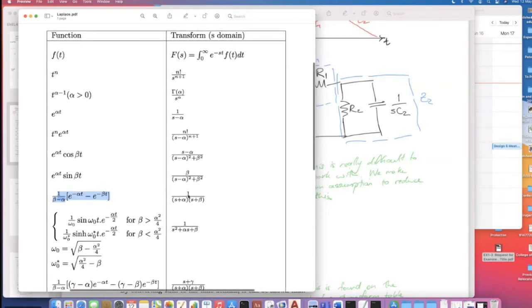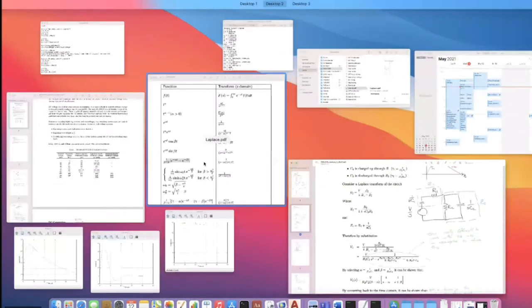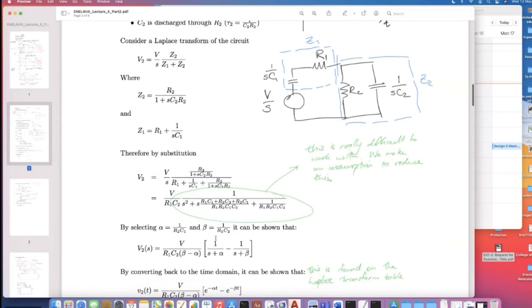So we've got 1 over S plus alpha times S plus beta. If we look back at our circuit, we've got an S squared. We've got some sort of relationship there. Maybe we can select alpha and beta accordingly and see if our circuit is completely off.